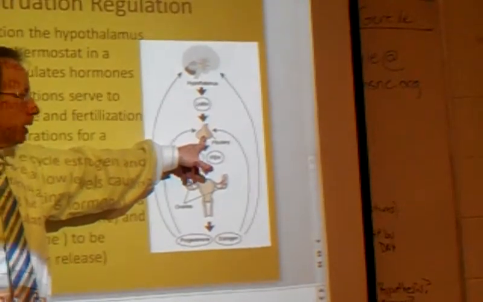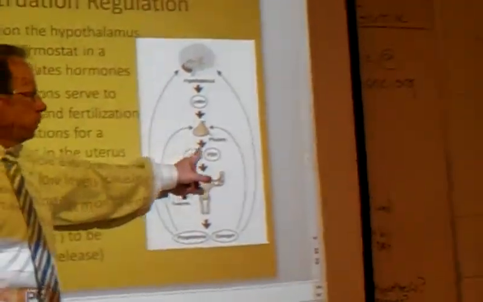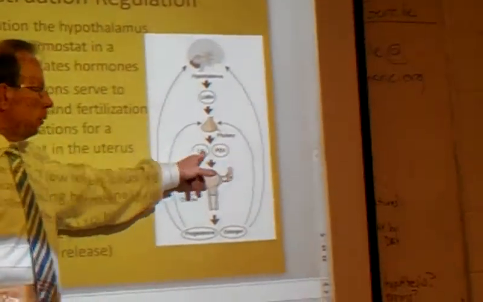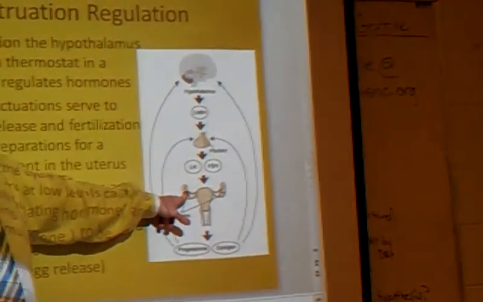The pituitary gland releases two very important hormones, the luteinizing hormone and the follicle-stimulating hormone. Both of these work together in conjunction to release the egg in the female.